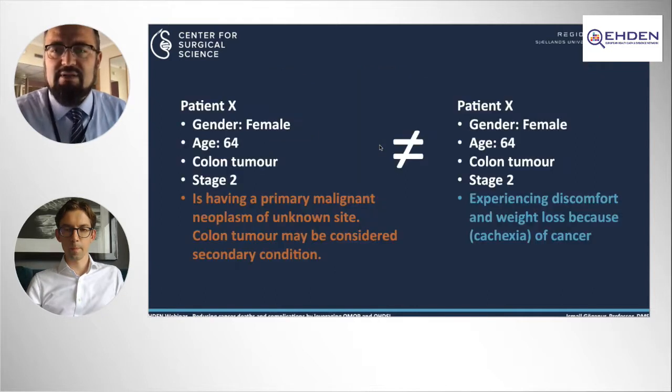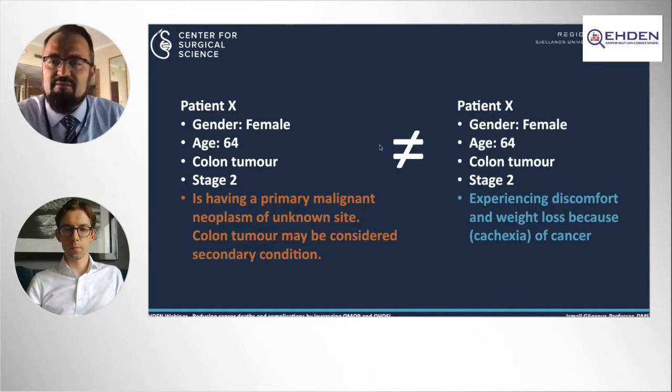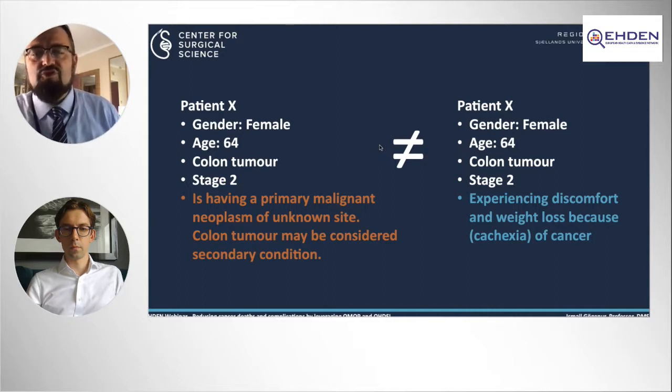So just to outline this one more time, I could have this situation. I have a patient who is a female, 64 years old, has a colon tumor, stage 2, and is classified as having a primary malignant neoplasm of unknown site. So the colon tumor can be considered as a secondary condition. On the right side, I have the true situation where I have the same patient experiencing discomfort and weight loss because of cancer. So if I did not have this detailed approach going through every single column, we might have this wrong mapping.